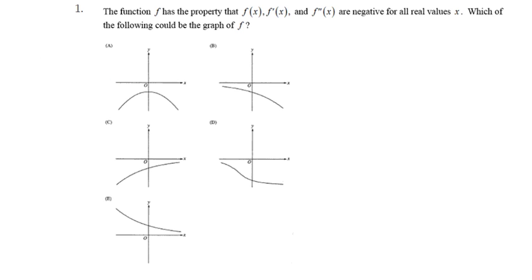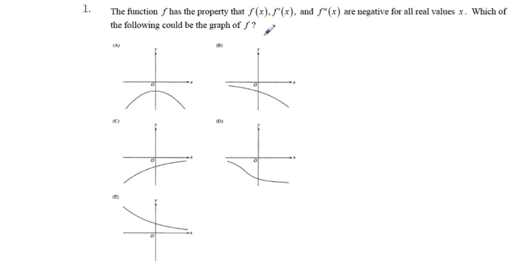Problem 1. The function f has a property that f of x, f prime of x, and f double prime of x are negative for all real values x. Which of the following could be the graph of f? Well, the first thing we're going to look for is f of x has to be less than 0.